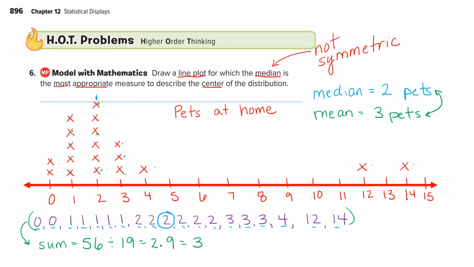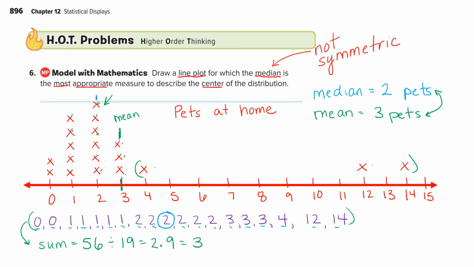But I want you to think about this here. The better answer is 2 because 3 pets, if we went with the mean, only 3 people had more than that. So actually, 3 is on the higher end of what a typical family has in their home, okay? 2 would be more typical, which is really what we're finding. We're finding like what is the center? What do most people have on average, okay?